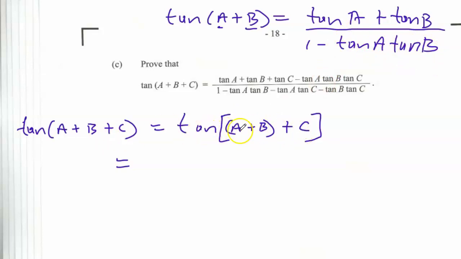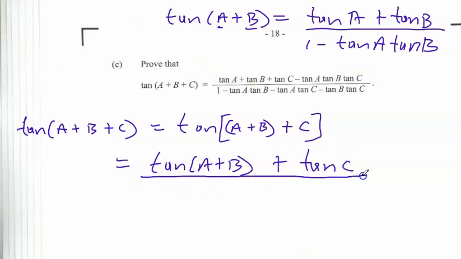Applying the addition formula, we tan the (A+B) first: tan(A+B) plus tan C, all over 1 minus, we take the product of the numerator there, times tan C. Good. Now tan(A+B) can also be rewritten using the addition formula again. Apply it to tan(A+B), and we end up with this together.